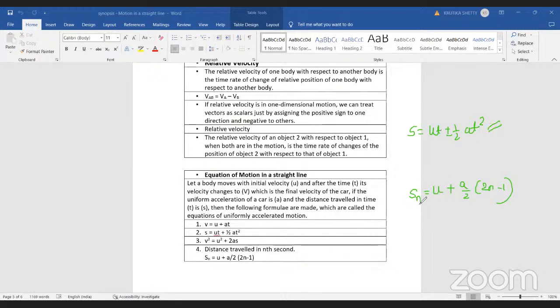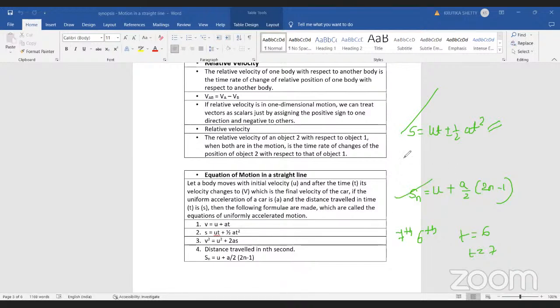We are looking at the Sn formula. This type of formula is used when they give the distance traveled at the 7th second, 6th second. They don't say time t is equal to 6 or t is equal to 7; it can be any number, any time. If it says calculate the distance traveled at the time interval of 6 seconds, then we use the first formula. If it says calculate the distance traveled by the body at the 7th second, then we use this second formula.